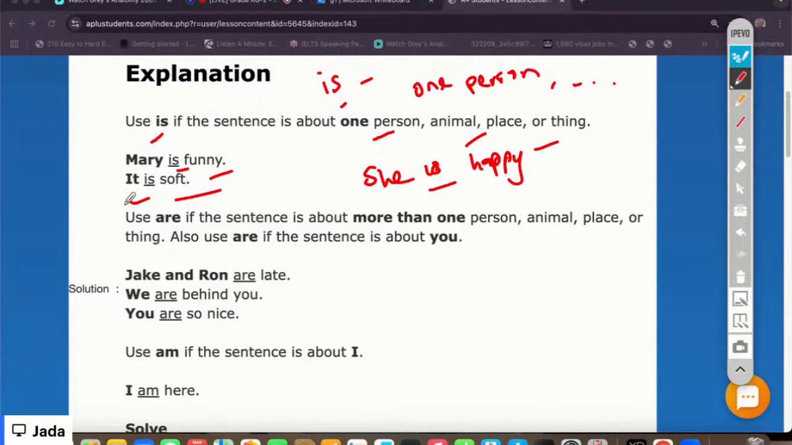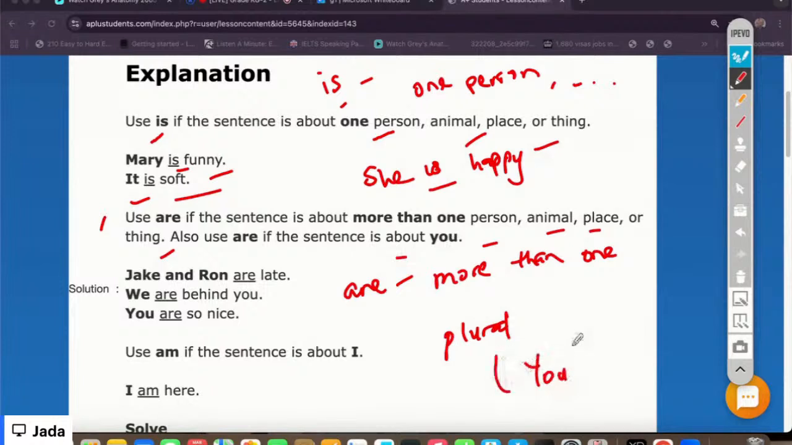Right? So is stands for the singular and you use it when you talk about one person, animal, place, or thing. Then use are if the sentence is about more than one. Okay? So you use are for more than one, that's the plural. All right. So more than one person, animal, place, or thing. And then we also have use are if the sentence is about you. So if the sentence is about you, you would use are also.